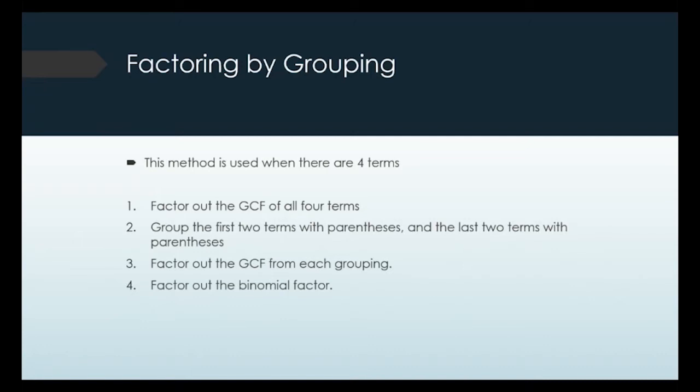This is used when you have 4 terms specifically. The steps are that you first factor the greatest common factor from the 4 terms, if there is one, sometimes there's not. And then you group things together in pairs. So you group the first 2 and you group the last 2 and you put parentheses around each of those. Then you look at each pair and factor out the GCF of the pair. And then you're going to be left with something with a binomial factor.